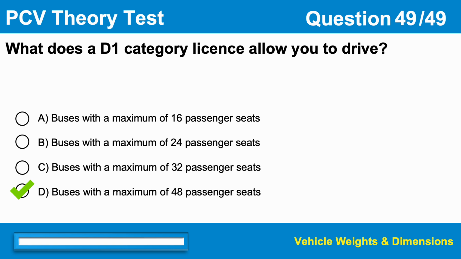The correct answer is D. The D1 category allows you to drive any bus with 9 to 16 passenger seats for hire or reward.